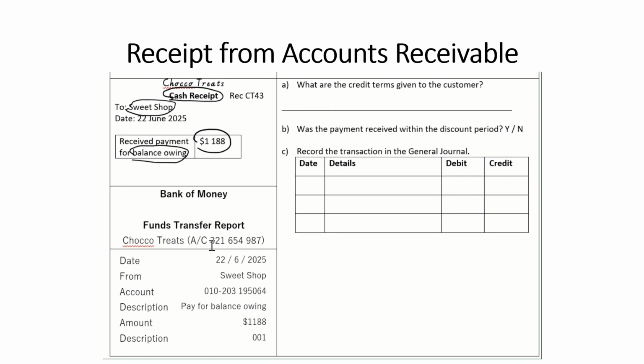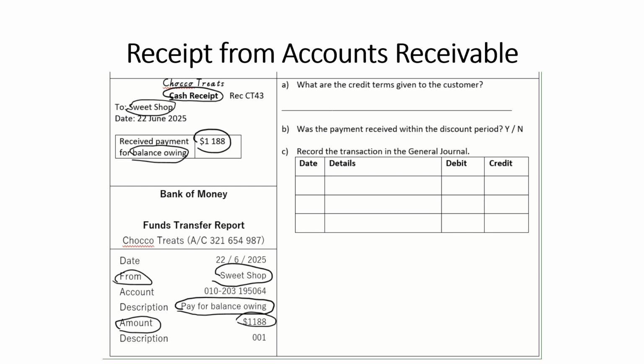We'll work out that amount very shortly. We can also see here that there's a funds transfer report that we have in our records. We can see that it also shows that we have received cash from Sweet Shop for the amount of $1,188, and it was a payment for a balance owing.